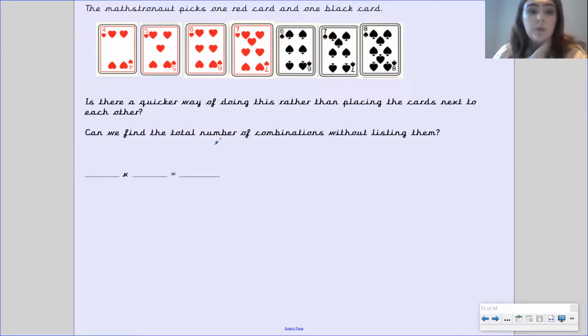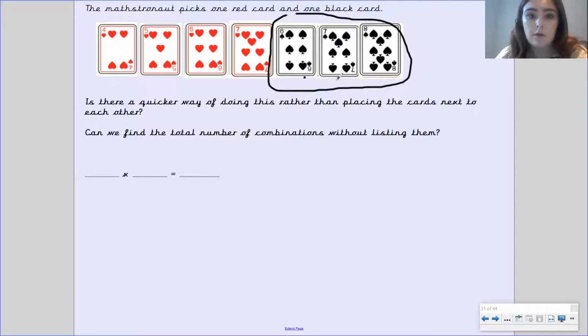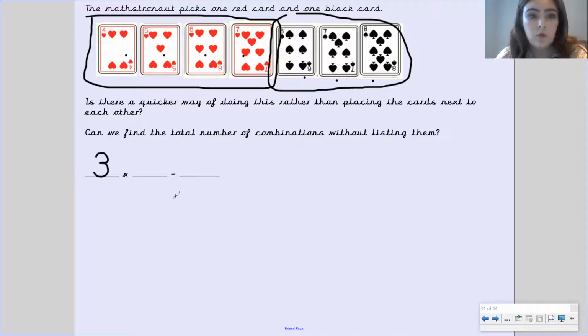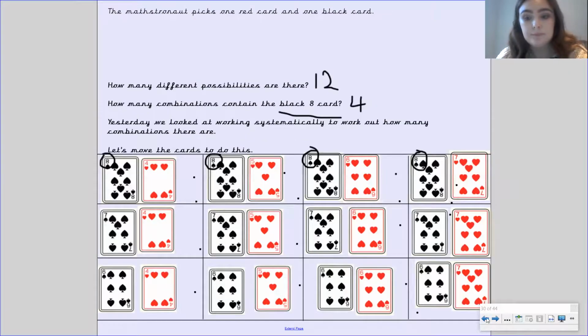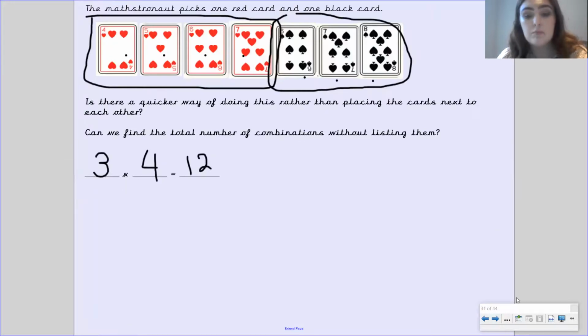Okay, so what we could do is look at how many is within each group and multiply them together. So if we have a look at the black group here, we've got 1, 2, 3 cards. So it's going to be 3 times something. And then if we have a look at how many red cards we have, 1, 2, 3, 4, we would times it by 4. And 3 times 4 is 12, which tells us the amount of combinations we could have without having to list them out like we did here. Well done if you realised that we could multiply them together.